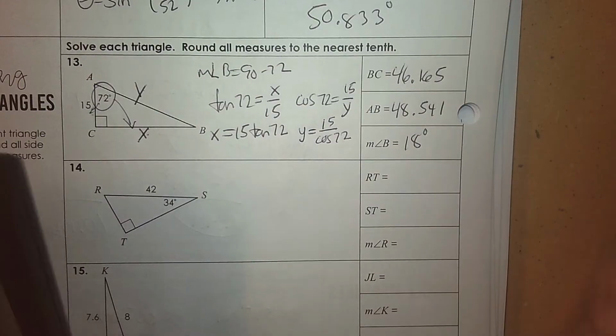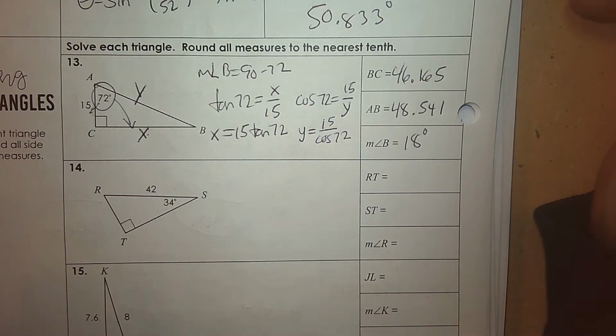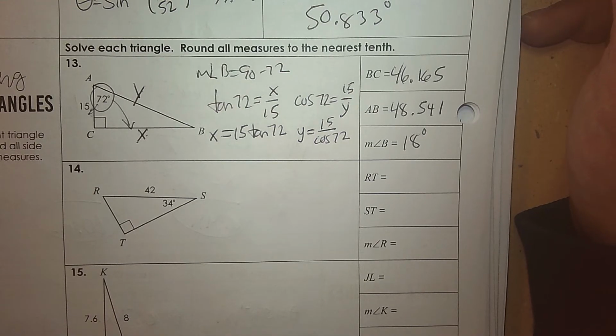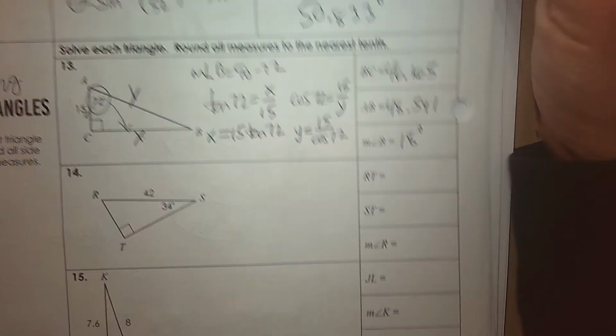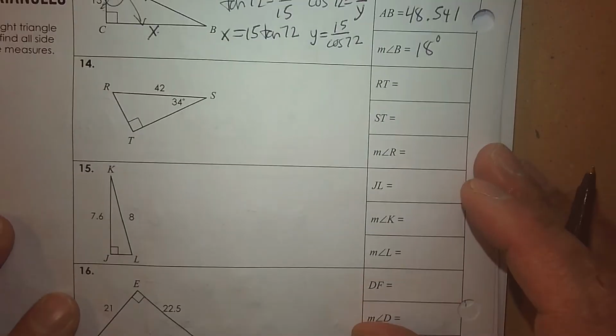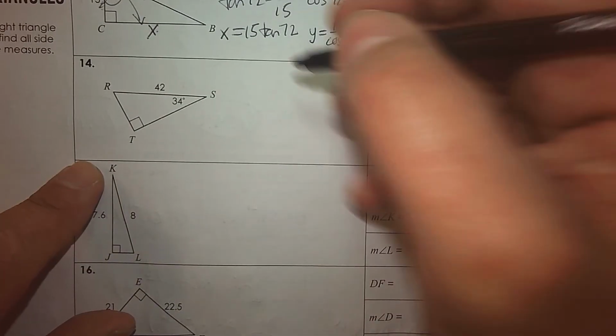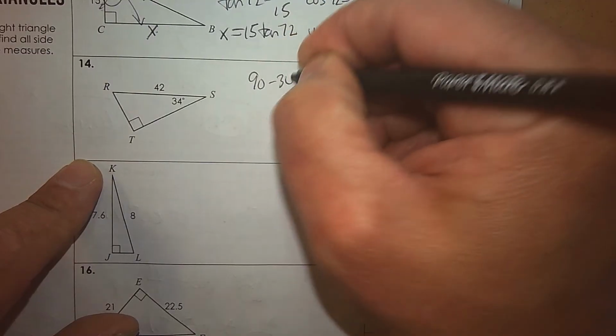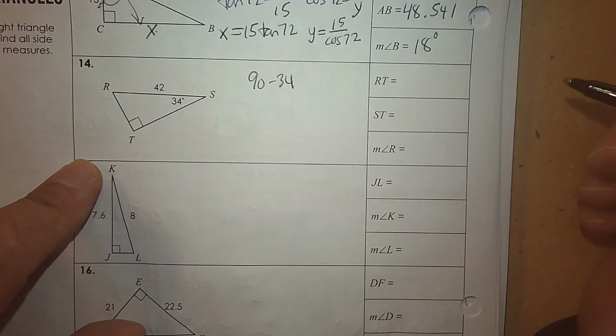48.541. All right, let's try number 14. What I want to do is solve the triangle. What does it mean to solve a triangle, Alex? It means you have to find all the parts that are missing. That could be basic geometry, trigonometry, or Pythagorean theorem. All right, for number 14, what's the easiest thing to find that's missing? How do you find the missing angle? What's 90 take away 34?